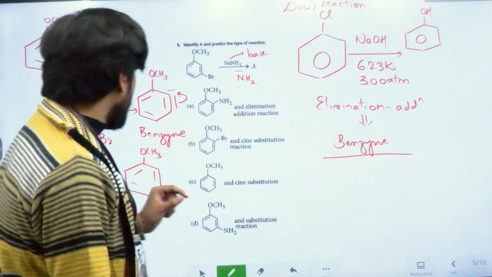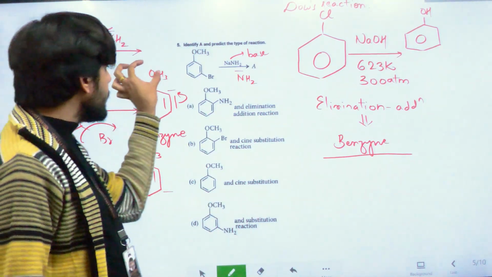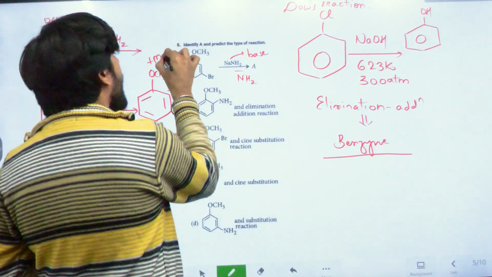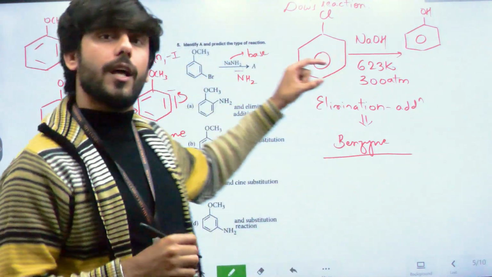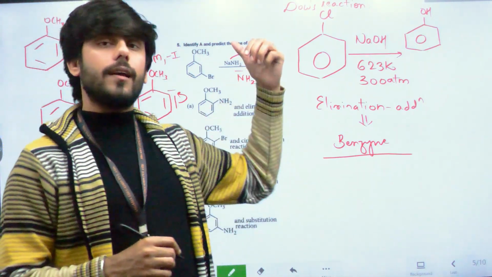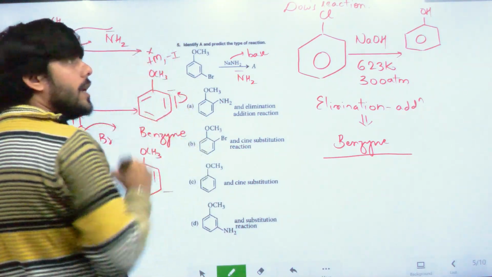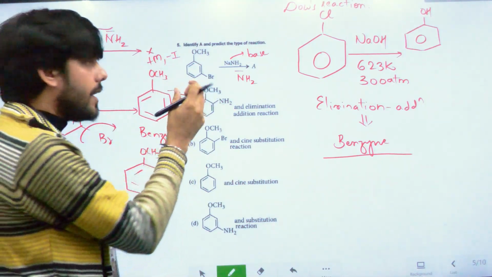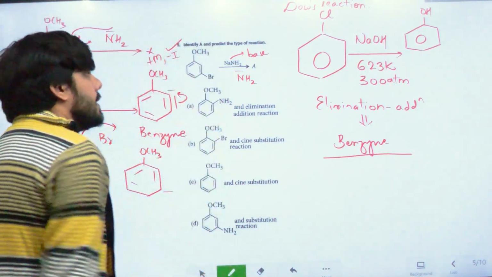Now see, this OCH3 is a plus M group, as well as minus I. Plus M because the lone pair of electrons on oxygen are involved in the delocalization with the benzene ring, and minus I because of the electronegativity of oxygen. So plus M is ruled out, because I'm not talking about delocalization, as the electrons of this bond are not involved in the delocalization. So I have only minus I.